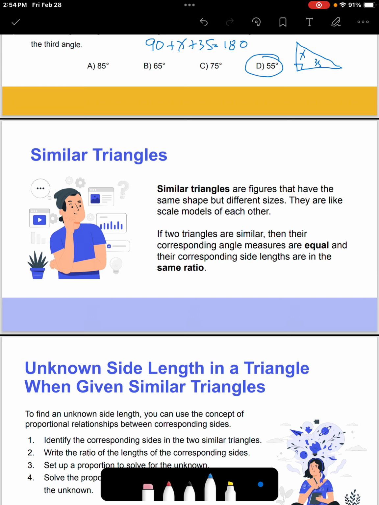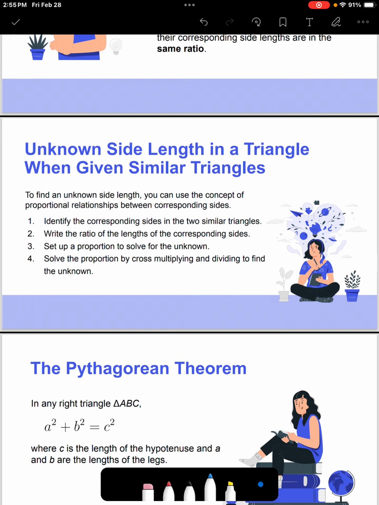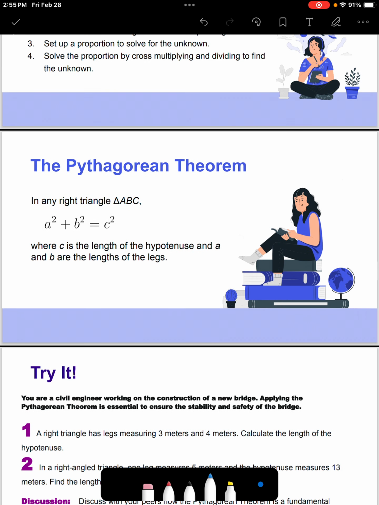Similar triangles are figures that have the same shape but different sizes. They are like scale models of each other. If two triangles are similar, then their corresponding angles are equal and their corresponding side lengths are in the same ratio. The Pythagorean theorem is a good tool to find side length, but it has to be a right angle. So C is your hypotenuse, A and B. When you use the Pythagorean theorem, you've got to remember, C is always the hypotenuse.